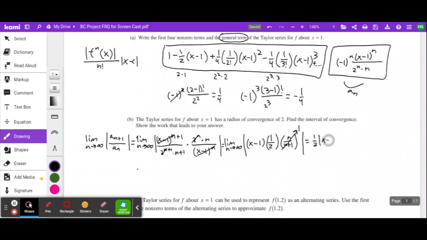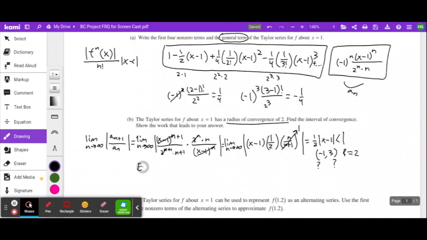Don't forget your absolute value bars though, and then it's all less than 1 because that was the ratio test. We can see, multiplying both sides by 2, that our interval of convergence is -1 to 3. But we don't know yet if these are hard or soft brackets, if those are included in the interval. But what we do know is that we're probably on the right track because our radius is equal to 2, which they said is true.